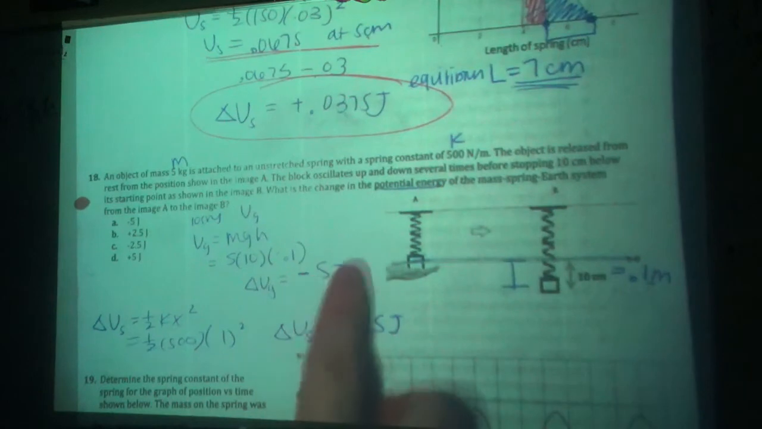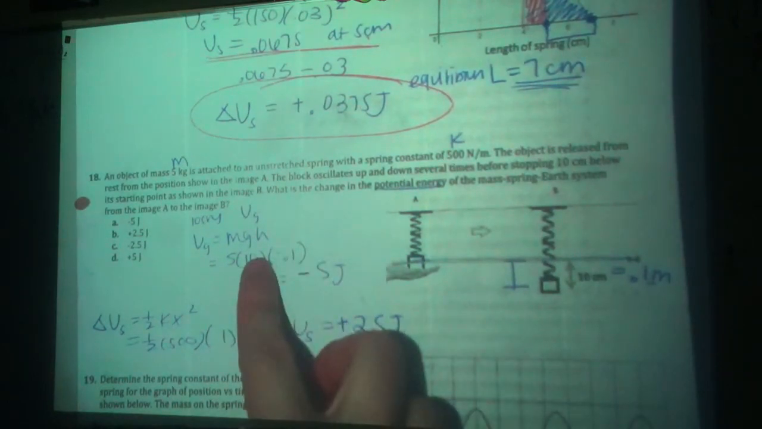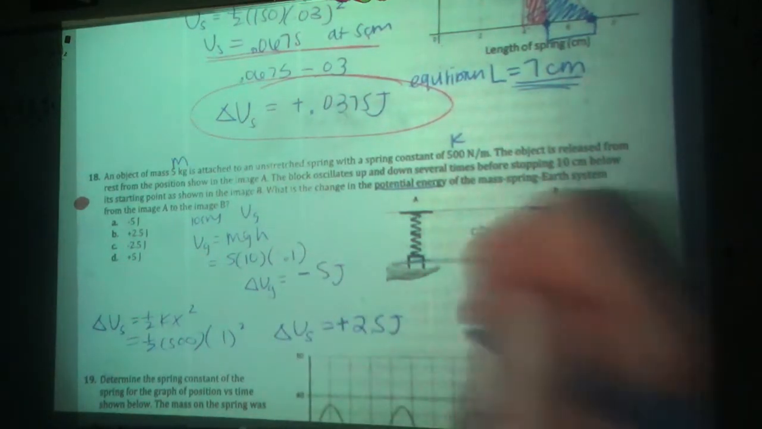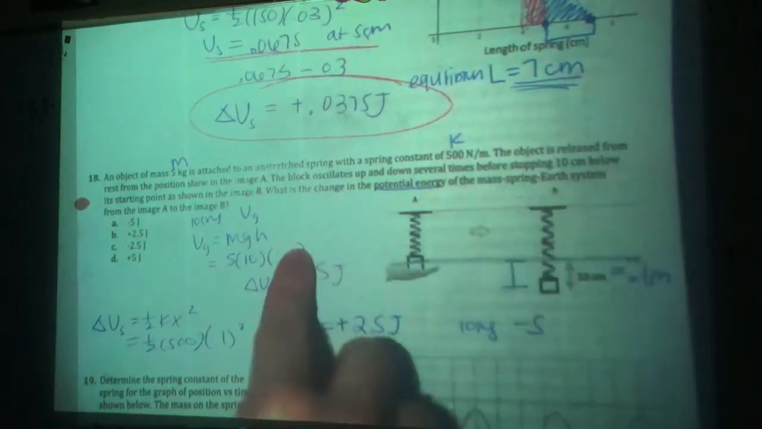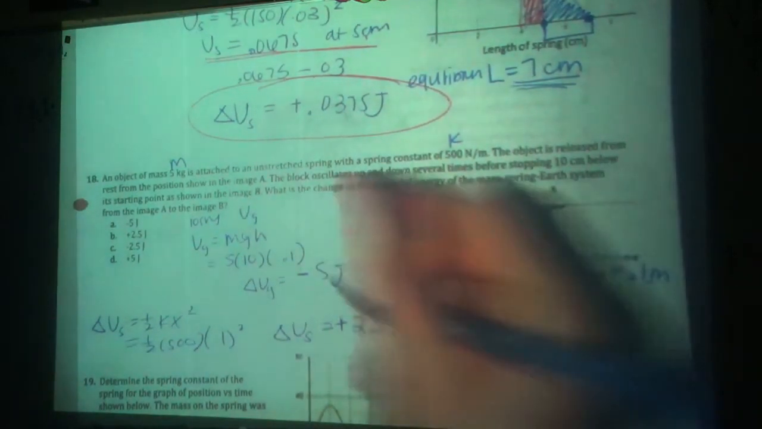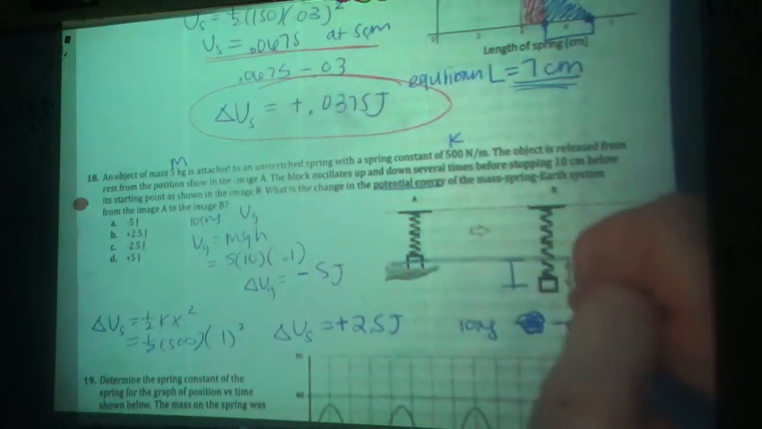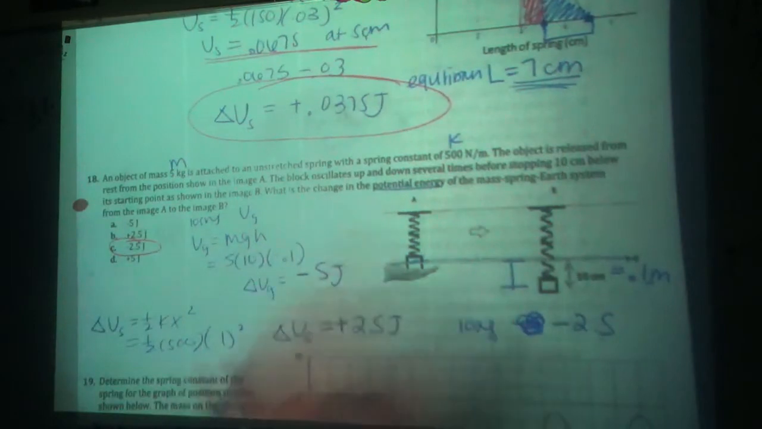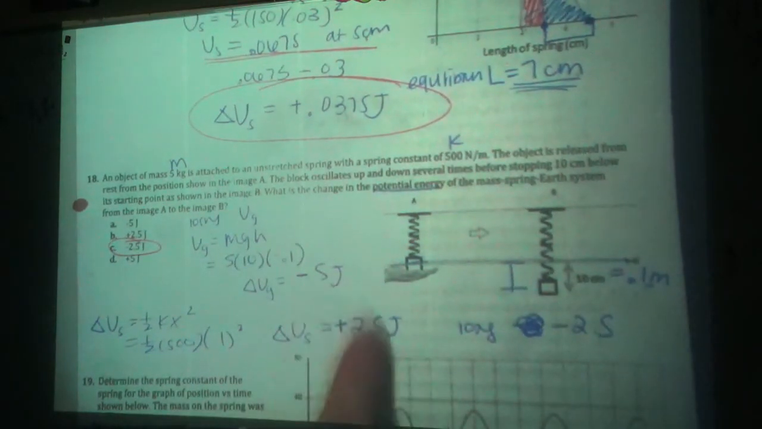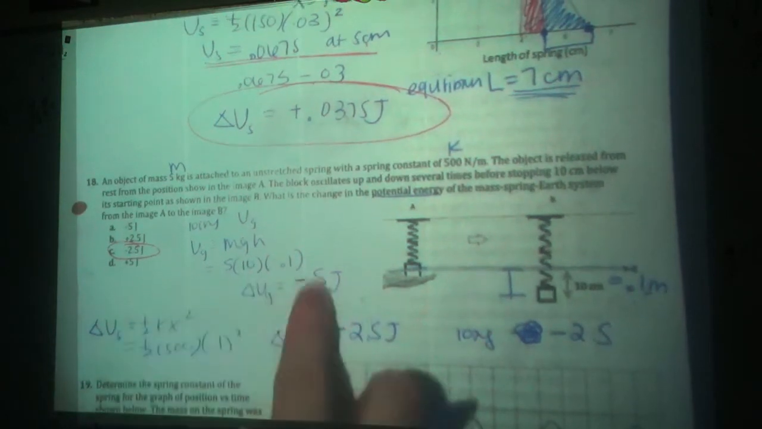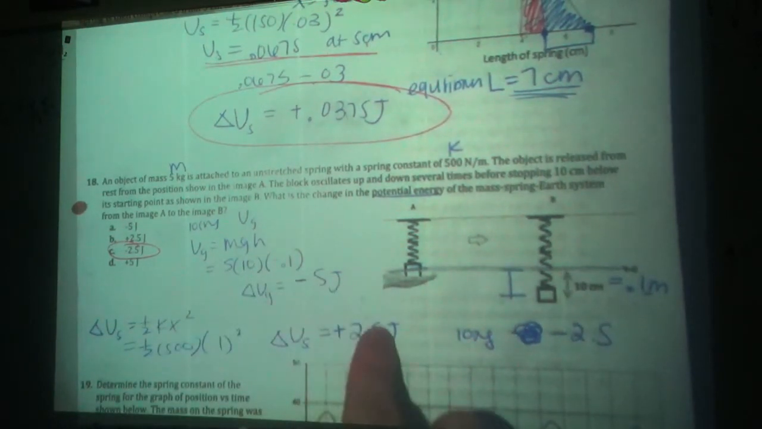So if the system is losing this much gravitational energy and gaining this much spring potential energy, overall it's losing 5 and gaining 2.5, so it's losing 2.5 overall, which gives me C. Because I lost more than I gained, that's how I know this should be a negative. And I didn't just lose 5 because I also gained 2.5, so I only lost 2.5 in total.